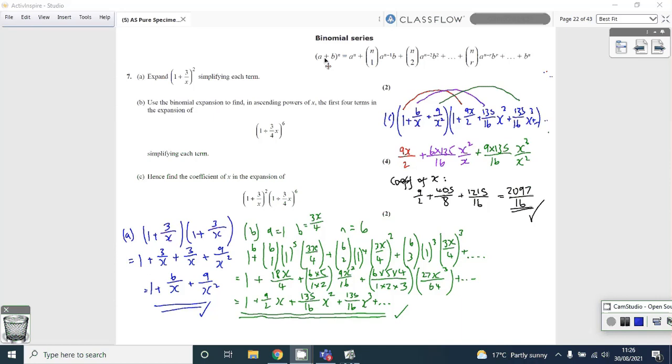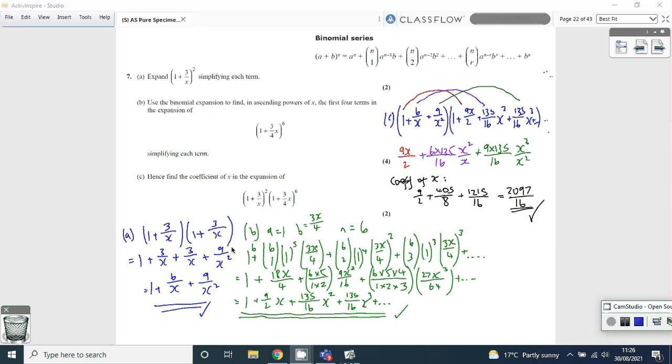So as I said in the hint, using the formula in the formula booklet, we've got A being 1, B being 3x over 4, which is the same thing as 3/4 x, and n being 6, and just substitute in for the first 4 terms, which I've done here, the first term, second term, third term, fourth term, then multiply out and simplify to get this answer here in green.